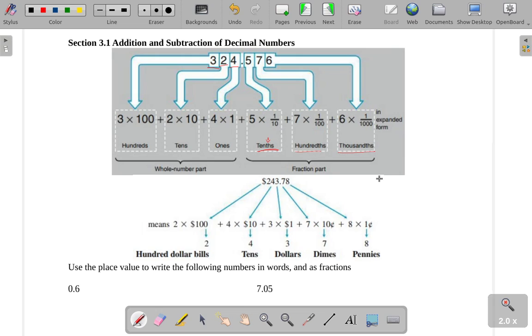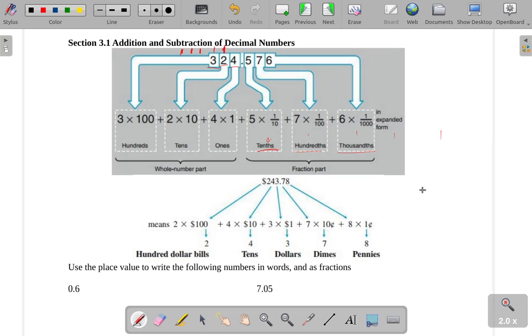It's essentially the same pattern you see off to the left, except you're starting, like I said, the other way. You would have tens, hundreds, thousands, 10,000s, 100,000s. We would go tenths, hundredths, thousandths, 10,000ths, 100,000ths, and so on. It's just in the other direction.